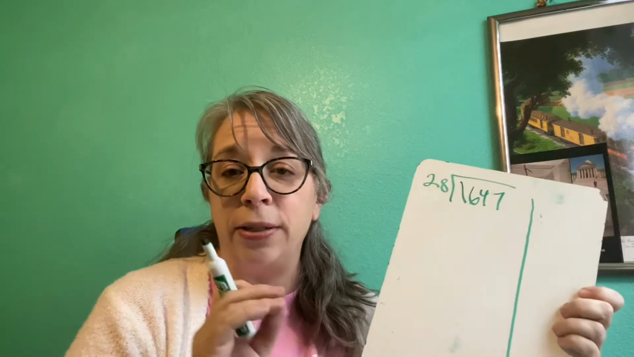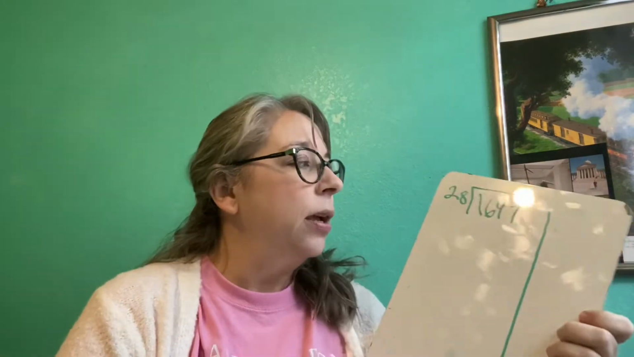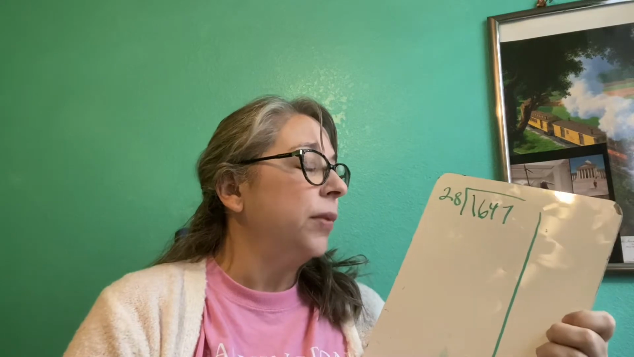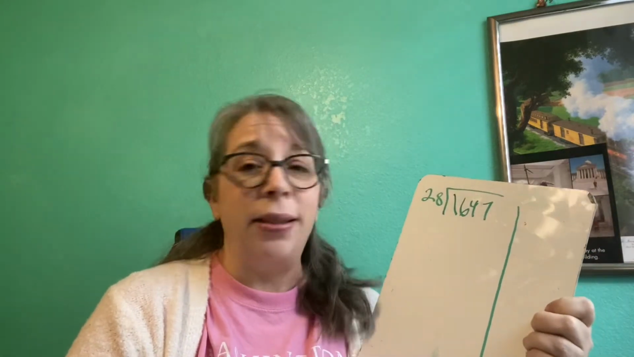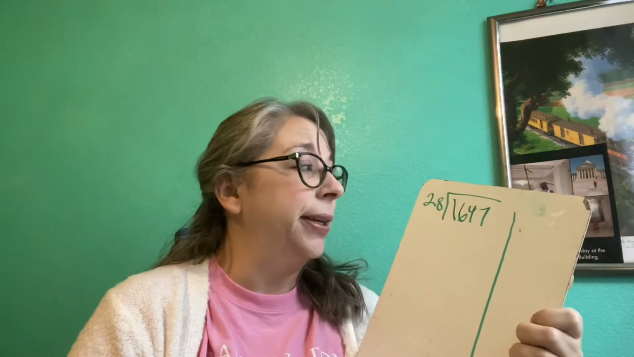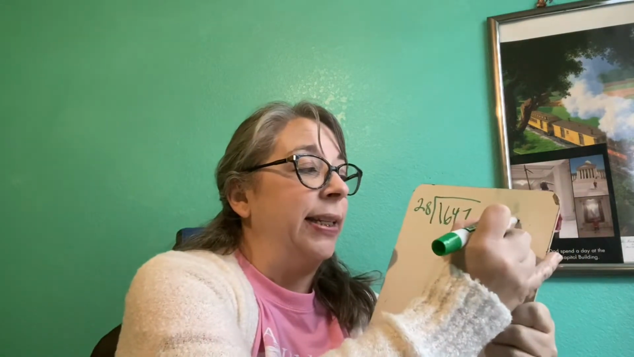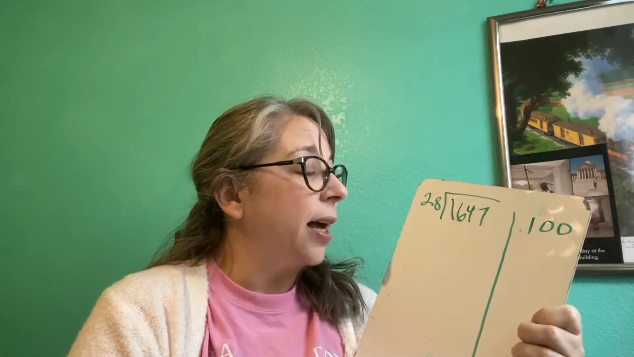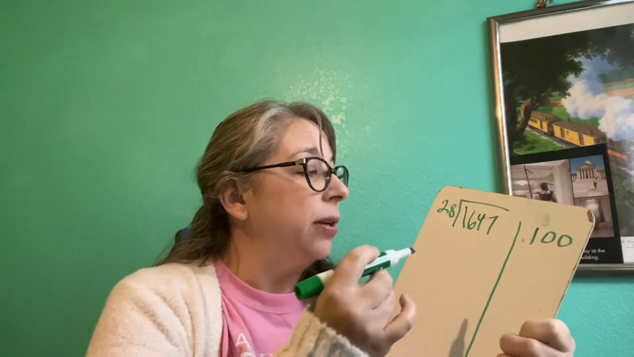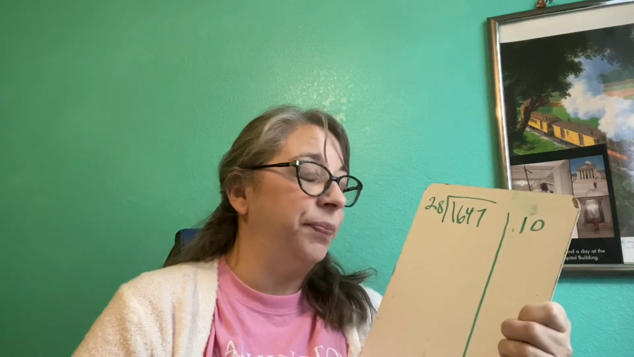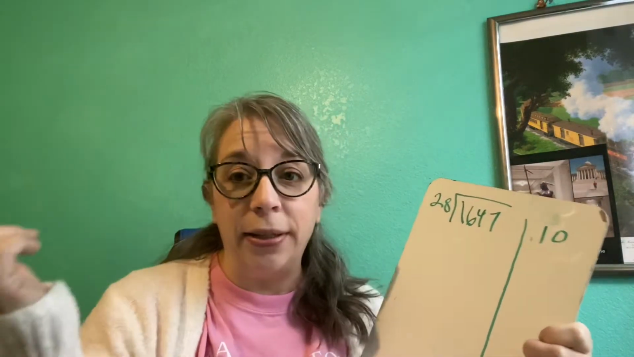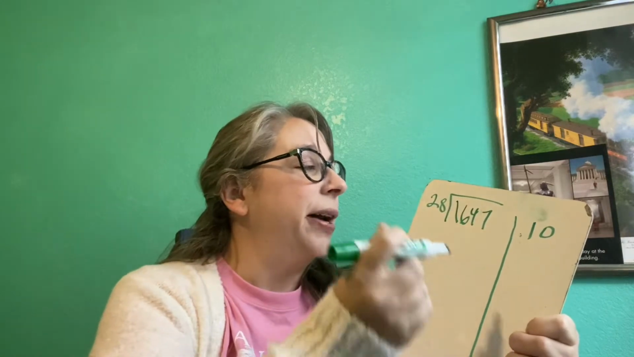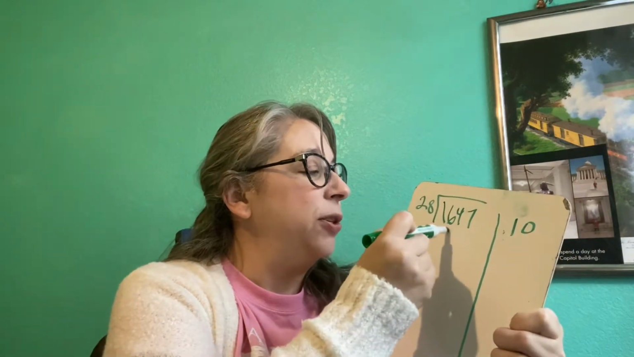So we're doing partial quotient division. I feel like we should just divide one way and kind of stick with it. So for me, I'm going to start with 100, just because I think that's the easiest thing to do. 28 times 100 would be too much. I'm sorry, 10. Because 100 would be like 2,800, and that'd be way too much. So 28 times 10 would be 280.